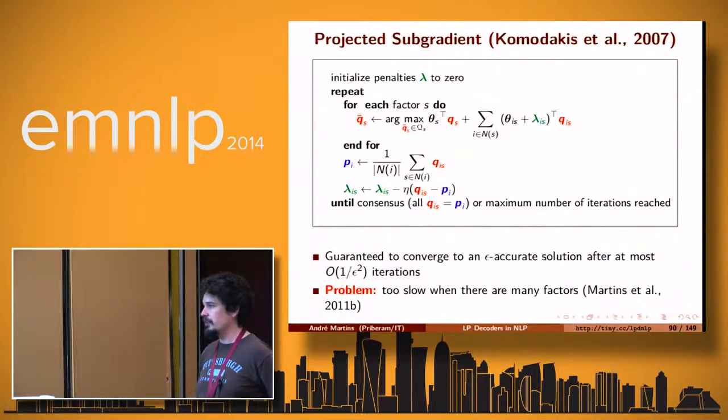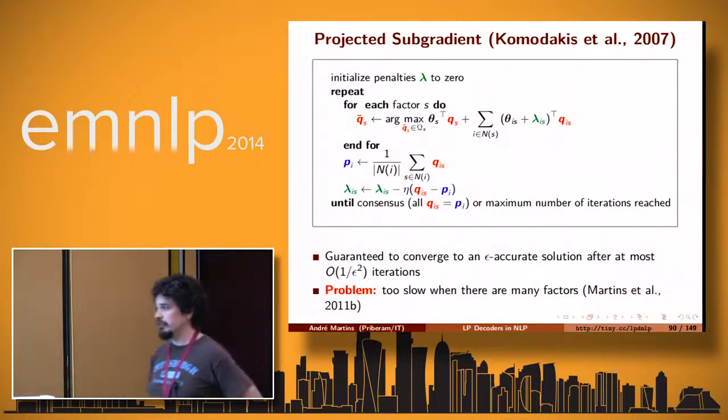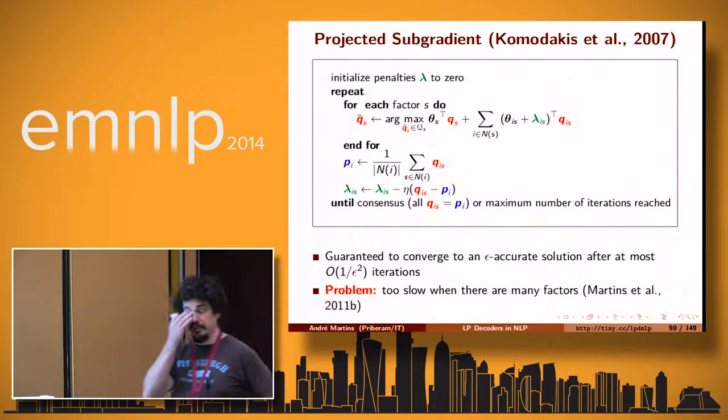All right, so there are some guarantees. We are guaranteed that we are going to converge to an epsilon-accurate solution, a solution that is epsilon close to the true optimum, after a number of iterations that scales as 1 over epsilon squared. But the problem is that this is too slow, especially if there are many factors in the factor graph. This is actually an issue that arises in practice, and we're going to see some plots to see how this can be really, really slow.